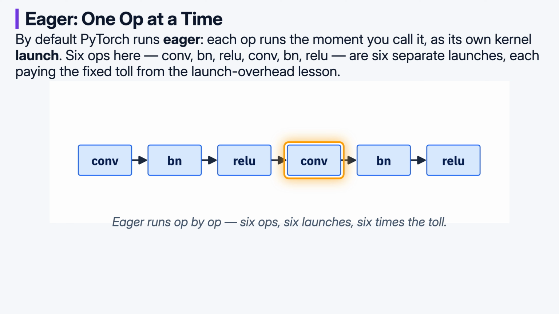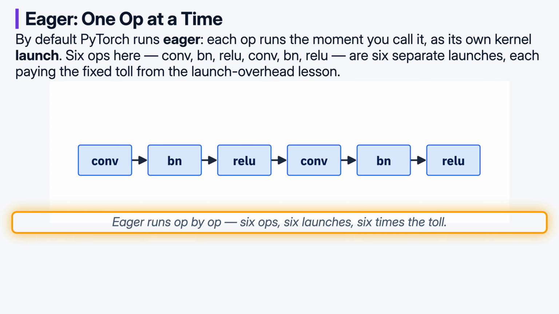A second conv starts the pattern over. Another batch norm follows it. And a final relu. 6 ops here, conv bn relu, conv bn relu. This arrow passes data to the next op, but each of the 6 launches pays the same fixed toll from the launch overhead lesson. Eager runs op by op. 6 ops, 6 launches, 6 times the toll.